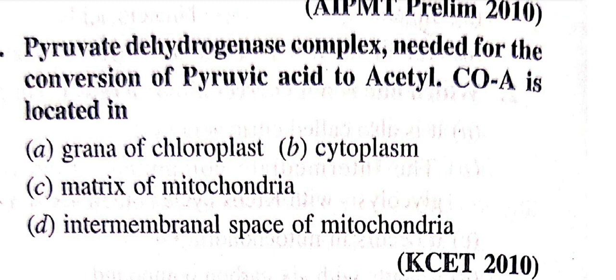The next question is, the pyruvate dehydrogenase complex needed for the conversion of pyruvic acid to acetyl coenzyme A, which is the link reaction between glycolysis and Krebs cycle, is located in. So the enzyme pyruvate dehydrogenase is located in the matrix of mitochondria. Option B is correct.